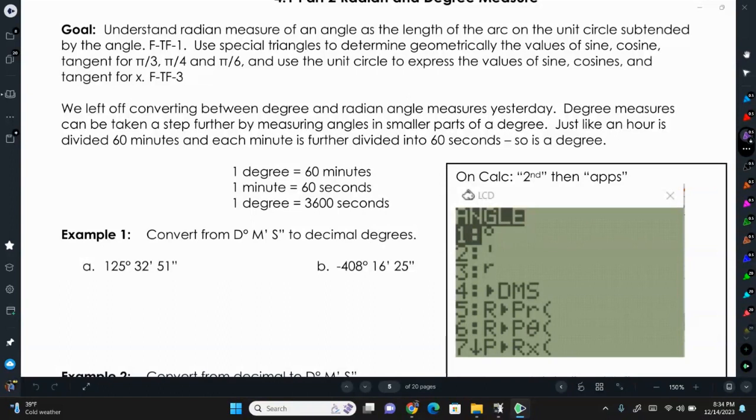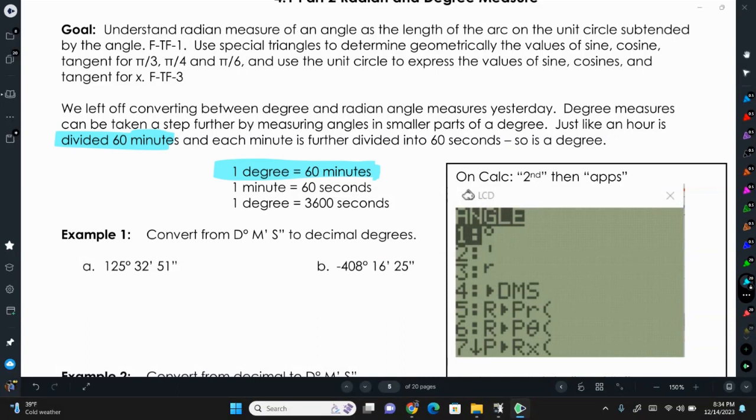So we know that a full circle is 360 degrees. Well, each degree has 60 minutes. So you can think of it, instead of 0.1 degree, it's 1/60th of a degree. So that can get really small.